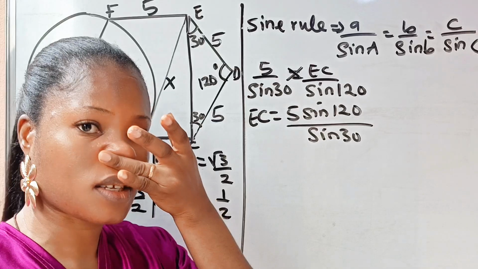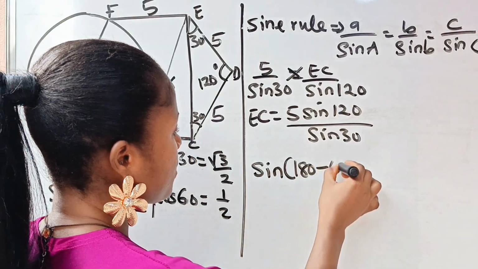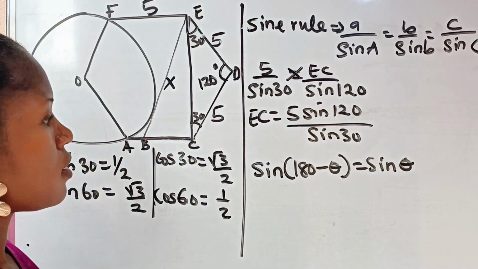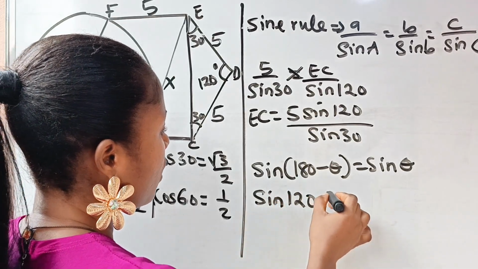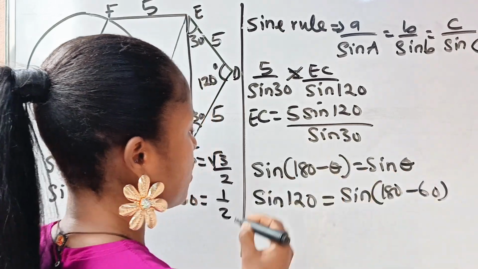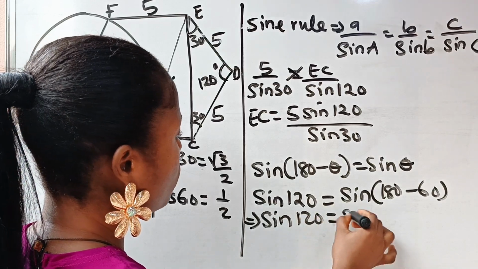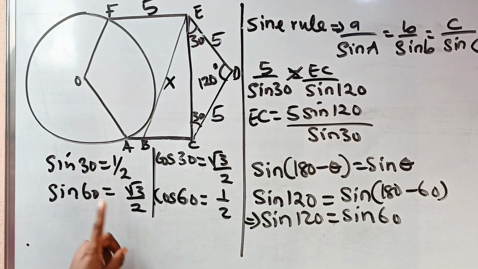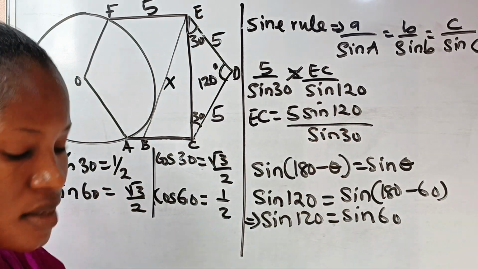Now for sine 120, remember that sine of 180 minus theta is equal to sine theta. So sine 120 is equal to sine of 180 minus 60. This implies that sine 120 is equal to sine 60. And what is sine 60? We are picking it from here: root 3 over 2. So we are going to replace sine 120 with sine 60.